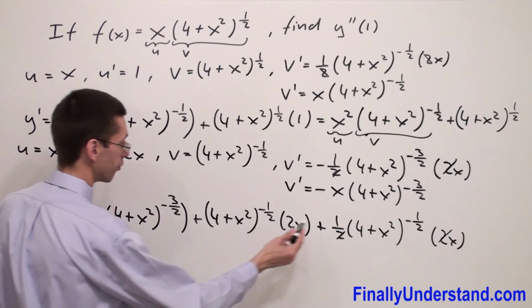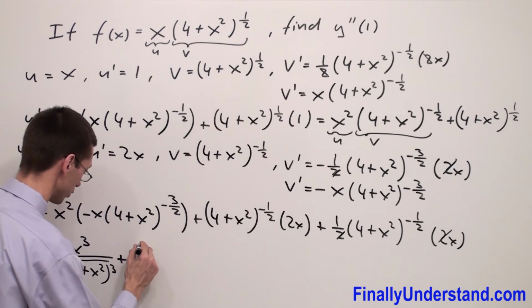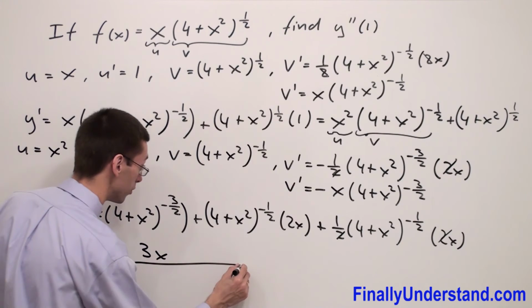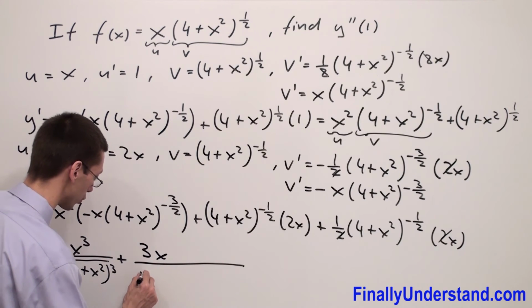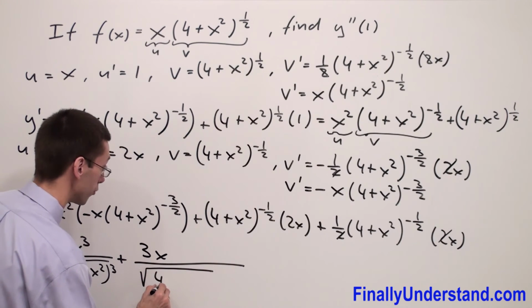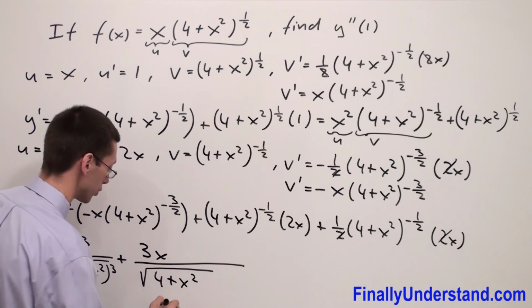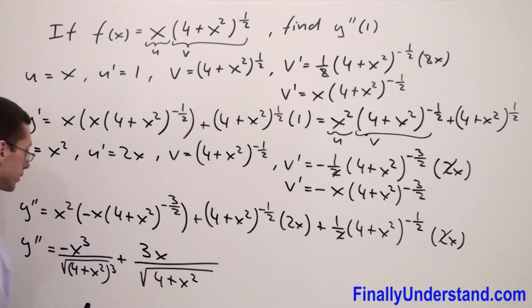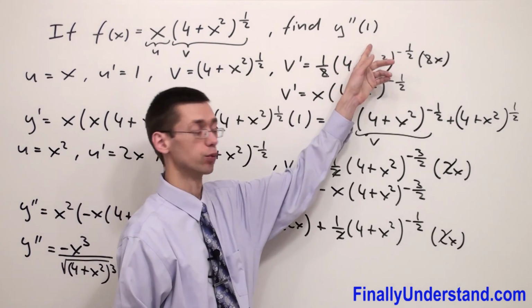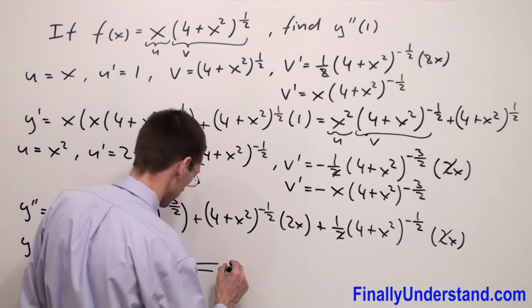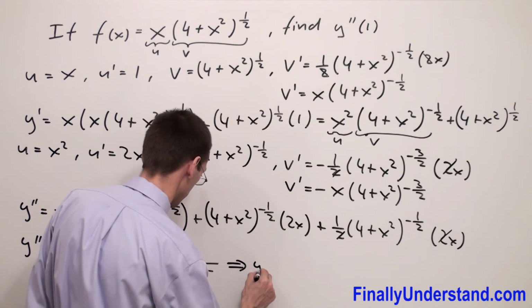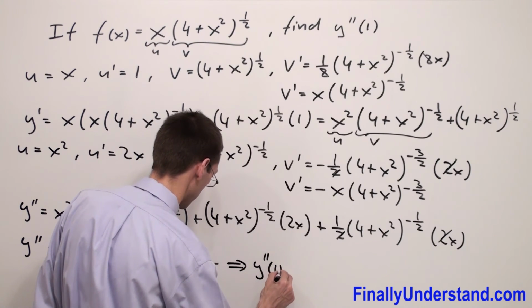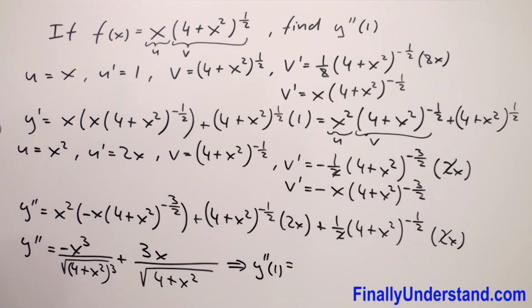plus, because we have like terms, we can add them up. So I have 3x over square root, and I have 4 plus x squared. Okay? So now we're supposed to find the second derivative for x equals 1. So let me write this down over here. So I have second derivative for x equal 1 is equal. So instead of x, I'm supposed to write 1, right?